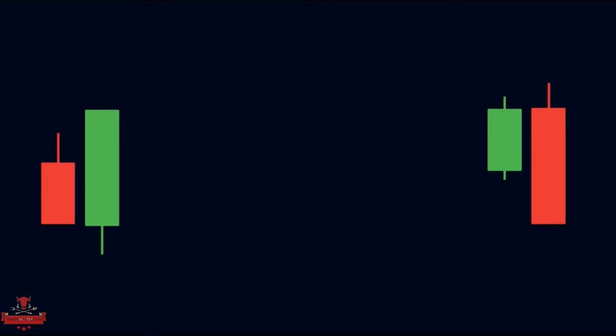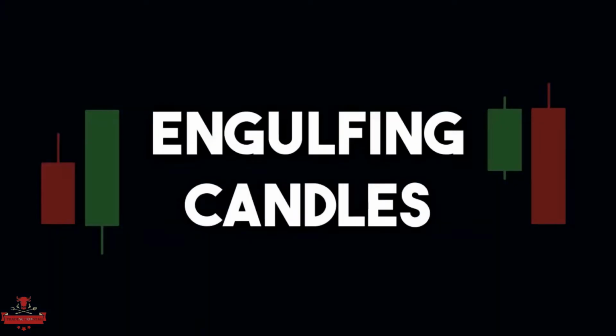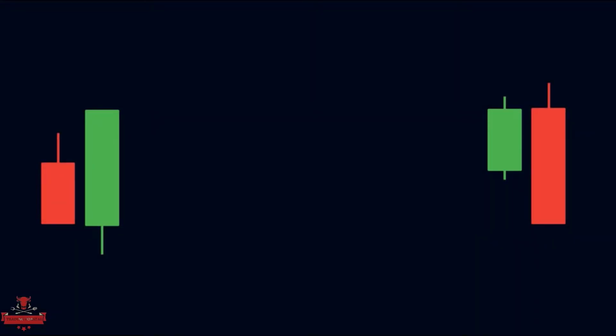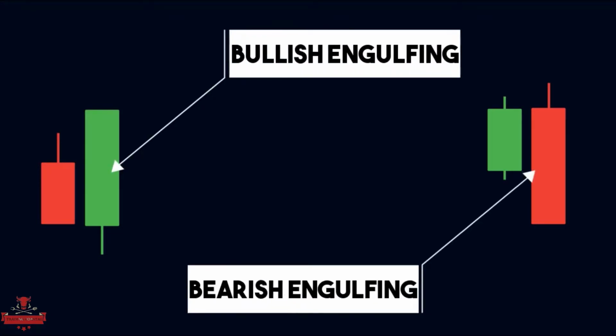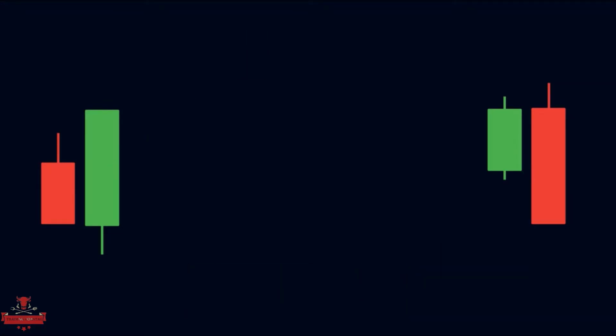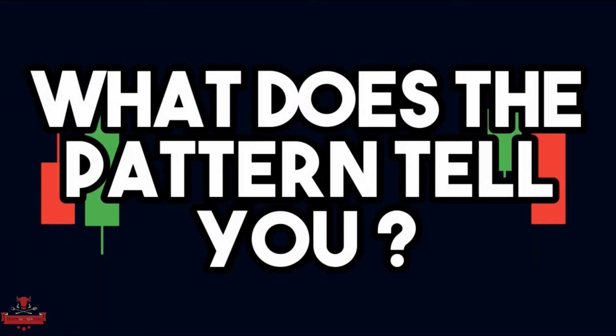The first set of patterns is called the engulfing candle. Engulfing candles can be divided into 2 parts: a bullish engulfing candle and a bearish engulfing candle. A bullish engulfing candle occurs when a small red candle is followed by a big green candle. The important point here is that the body of the green candle should completely overlap the body of the red candle. So what does a bullish engulfing pattern tell you?